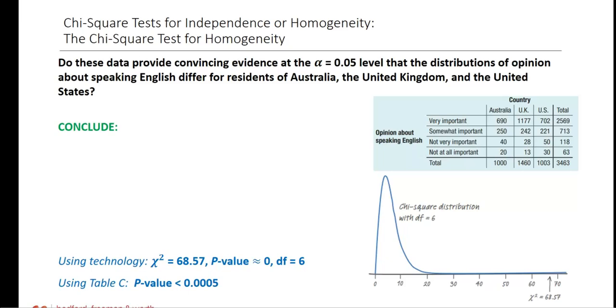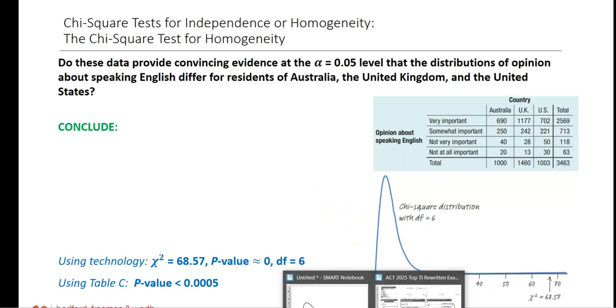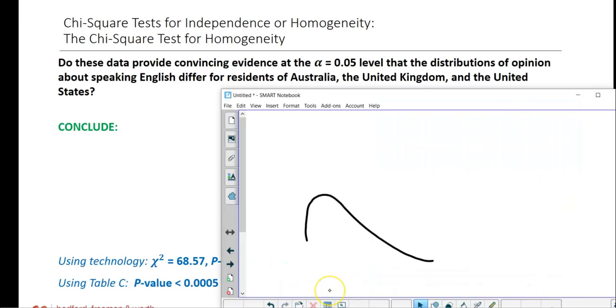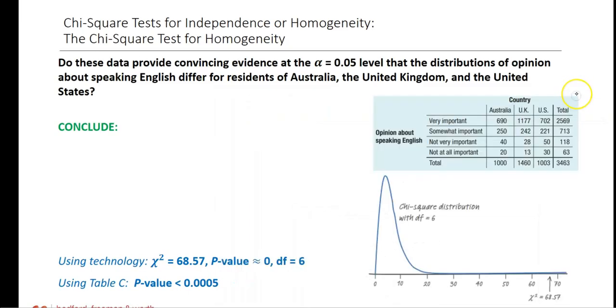They said the p-value, sometimes they'll write it this way. Right. So sometimes they'll say p-value is approximately 0. That would be perfectly fine to write. They wrote less than 0.0005. They were like so many decimals.